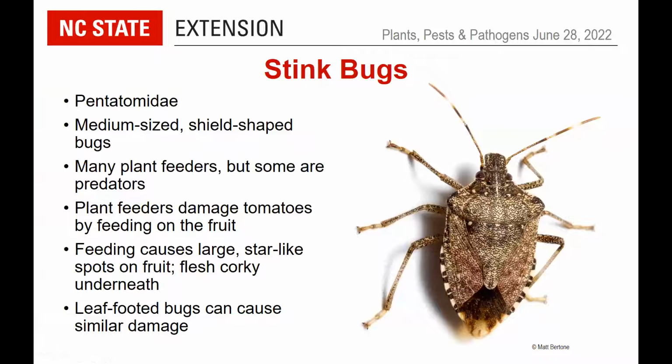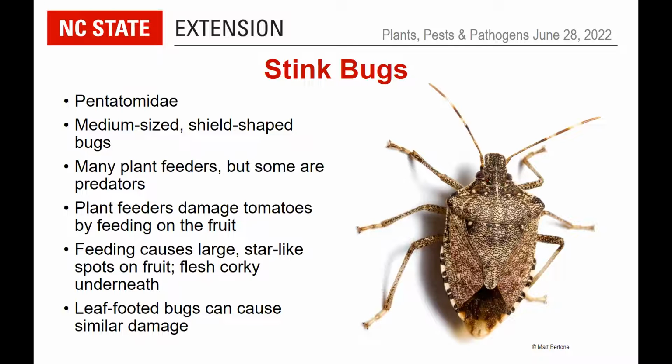Okay, another sucking insect that can affect tomatoes are stink bugs in the family Pentatomidae. These are medium-sized shield-shaped bugs. Many people are familiar with them, of course, especially this one, the brown marmorated stink bug that invades homes at certain times of year. Many feed on plants, but note that some are predators.